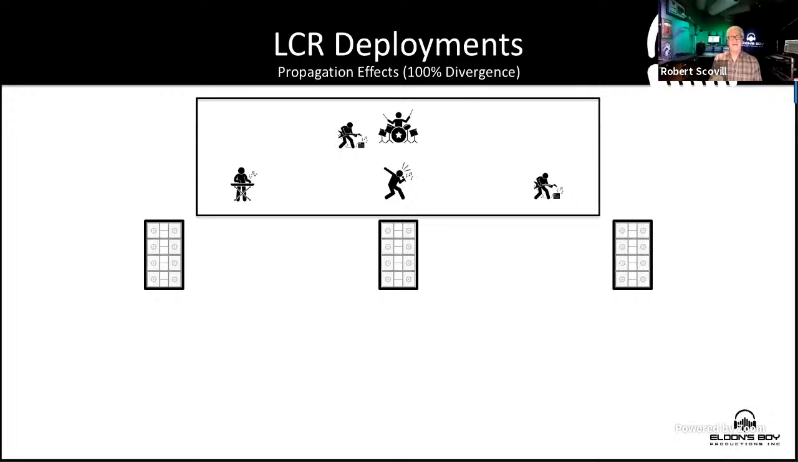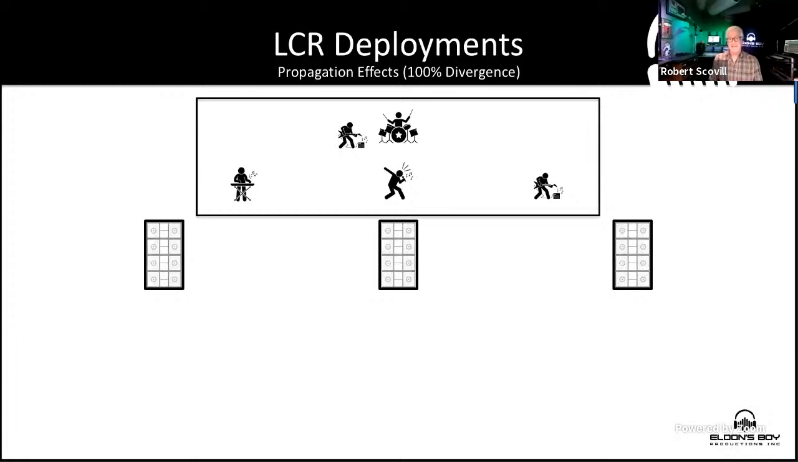But if it is centered, it is only in the center array, okay? As opposed to what I've done in the past using LCR, usually because it was kind of a combination of stereo and LCR, where I was almost always 50% divergent. In that situation, if you have something panned center, it's equal energy in all three arrays. So if I had the vocal sitting in the center, which you normally would, lead vocal in the center, it was actually coming out of all three arrays.